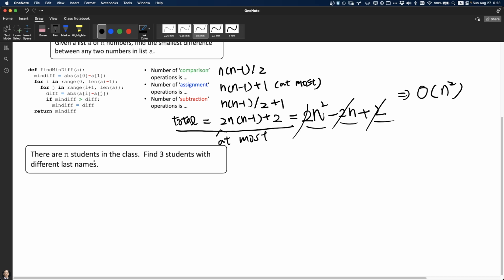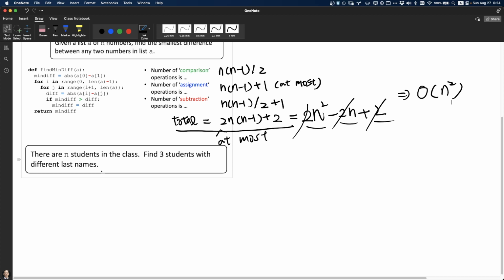You have n students. You want to find 3 students with different last names. So in the worst case, if you want to do the pure elimination, you're going to find all the possible ways where you can pick 3 students, right? And then for each and every group of 3 students that you have picked, you will check their last names, right? Here we didn't say how many you need to find. So the moment you identify the first group of 3 students with different last names, you are done, right?